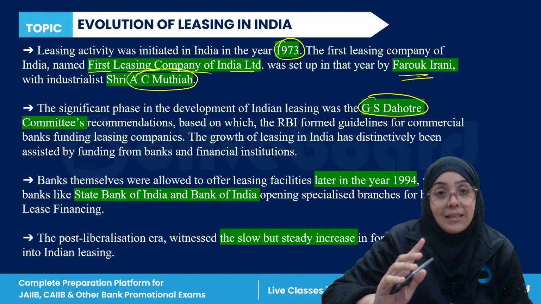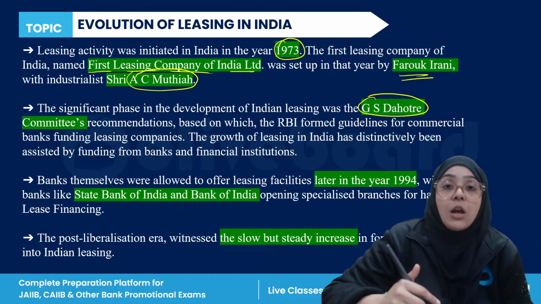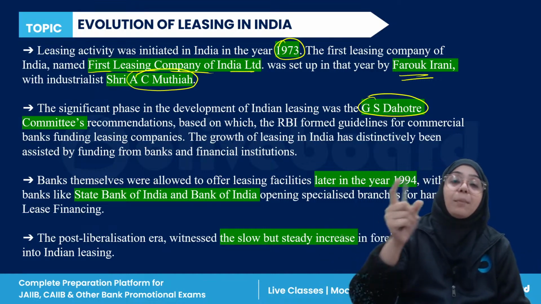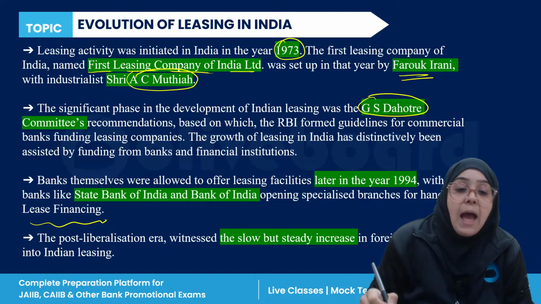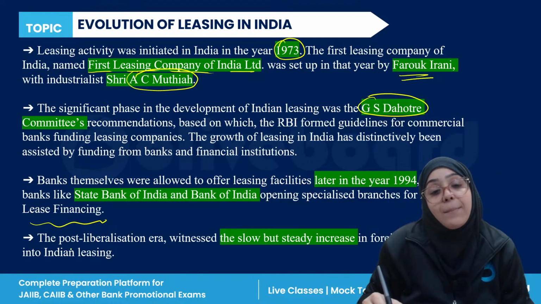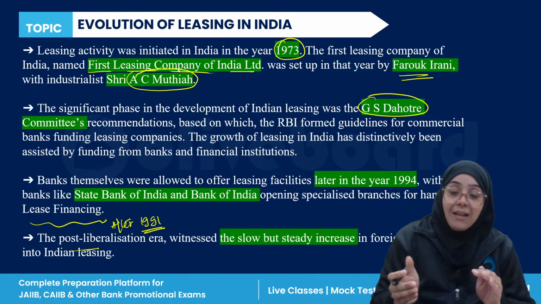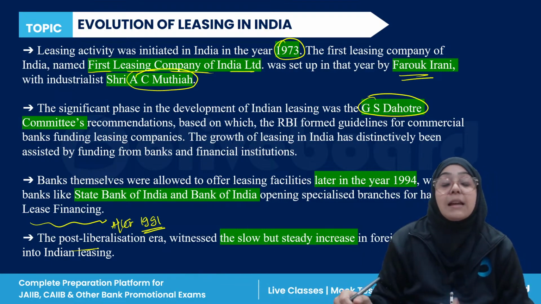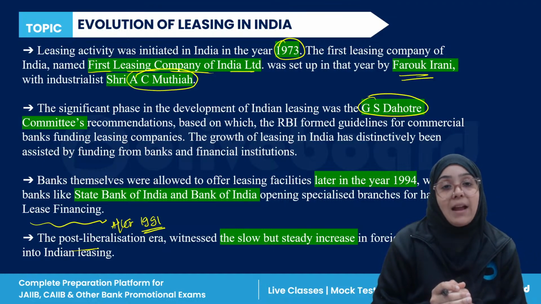Banks themselves were allowed to offer leasing facility in the year 1994. There were different banks like Bank of India and State Bank of India. They opened specialized branches for handling the lease financing, right? And post liberalization era, after 1991, there was a slow but steady increase in the foreign direct investment in the Indian leasing company. So this was the evolution of leasing finance in India.